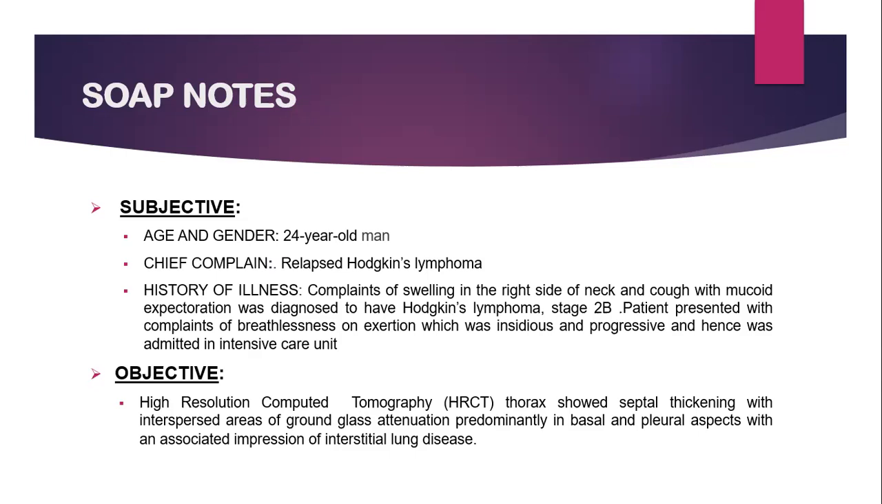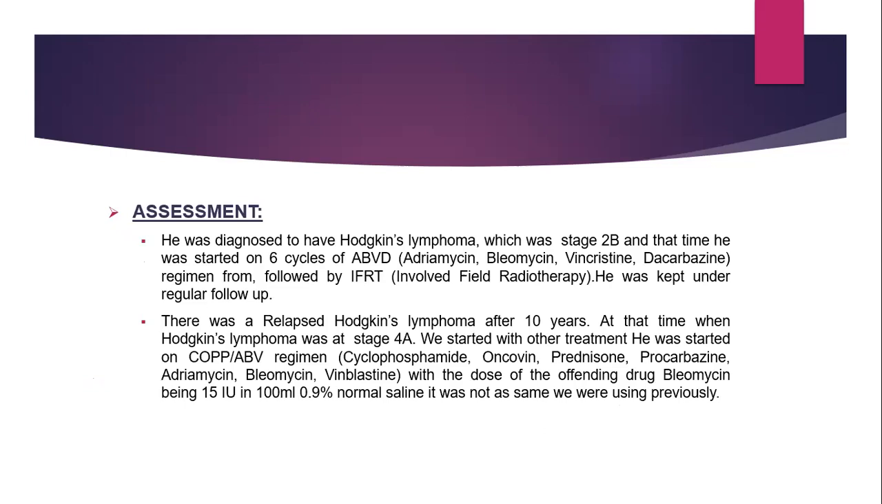We performed a high resolution computed tomography. It shows a drop in saturation and an impression suggesting lung disease. Now, what did we assess? He was previously diagnosed with Hodgkin lymphoma stage 2B, and the previous approach was regular follow-up. But now we are providing chemotherapy regimens with cyclophosphamide, oncovin, procarbazine, adriamycin, bleomycin, vinblastine, and the doses were given. All of this was going fine.